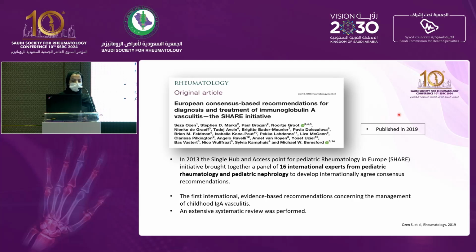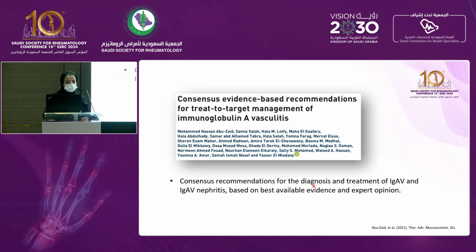So we have these consensus-based recommendations, which were published by Ozen and her colleagues in 2019, guiding the diagnosis and the treatment of IgA vasculitis, in which 16 international experts from both pediatric rheumatology and pediatric nephrology developed internationally agreed consensus recommendations, and it was the first international evidence-based recommendation concerning the management of IgA vasculitis, and I used it as a reference for many indications during my presentation.